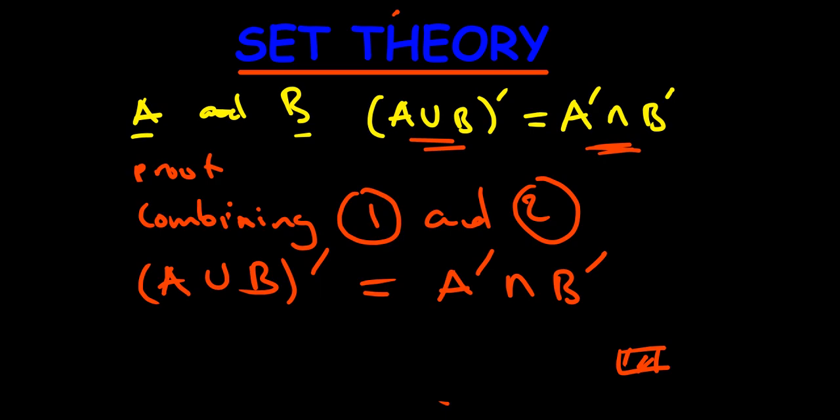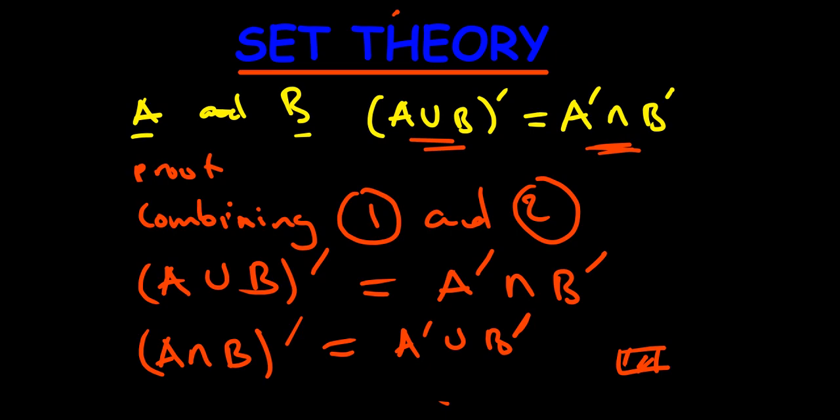So you can do the other one. So the other one is easy. It's the same thing. It's A intersect B complement, then you prove that this is equal to A complement union B complement. So yeah, you can prove that. All right, I presume there are no questions here, so we move on.